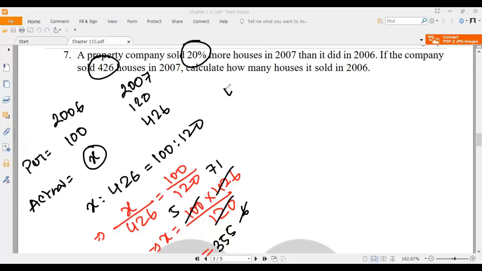And the third method, the easiest method, if I want to solve, that will be the given value, that means 426, the new value, divided by 120%, since 20% more also can be written as 1.20. After dividing, you will get 355.